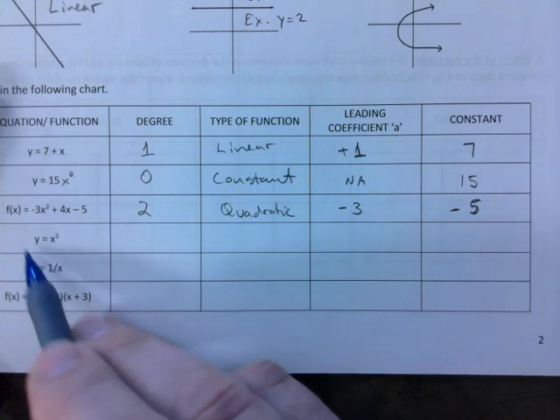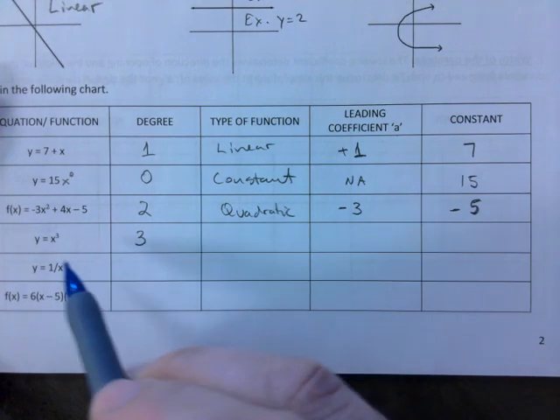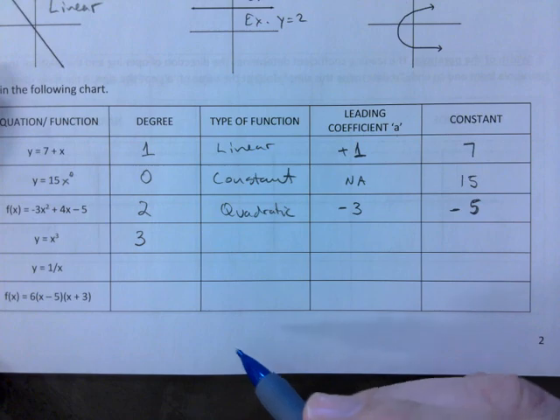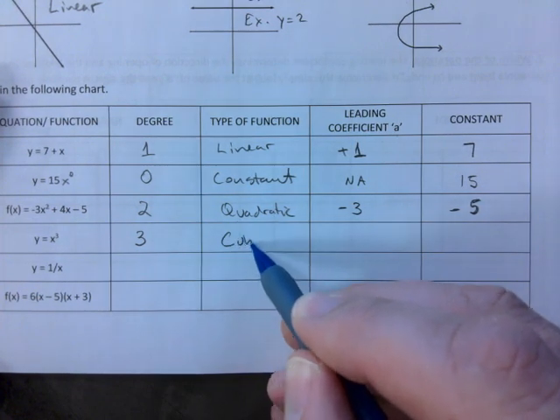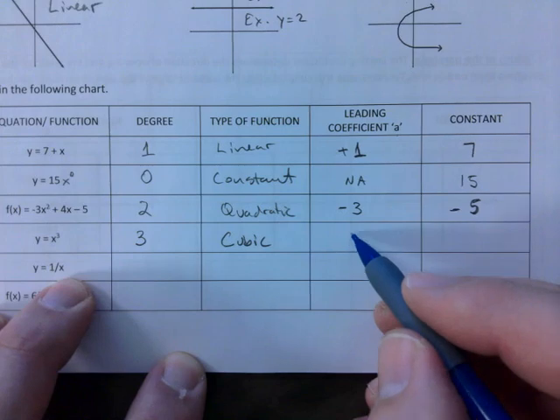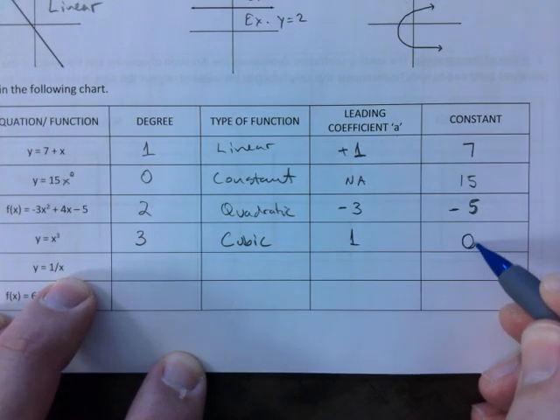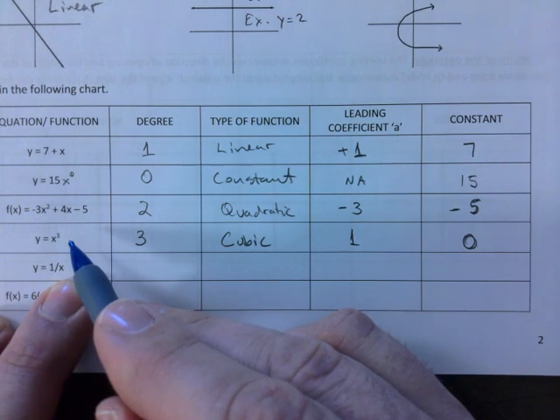This one, the degree is 3. The degree of this one is 3. You don't know the name yet, but it doesn't hurt. Cubic. It's actually a cubic function. You'll learn about that next year. The leading coefficient is just 1. Constant is 0. Okay. If there is nothing there, the constant is actually 0.